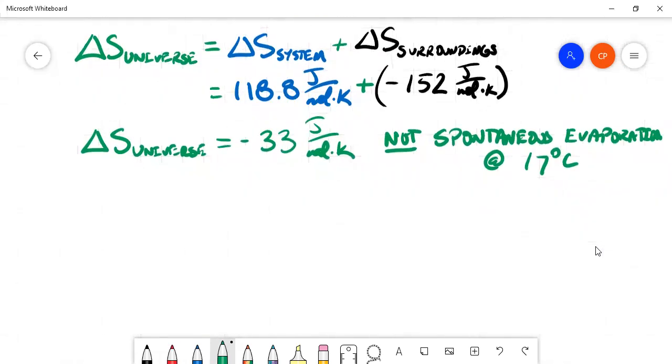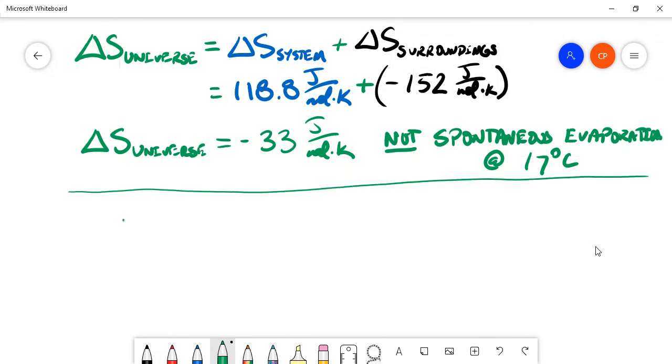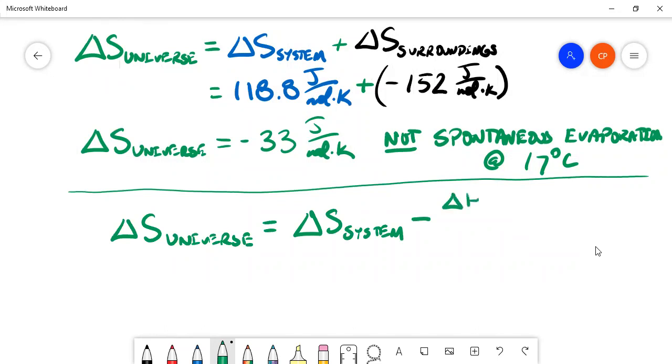And another way to write this, delta S of the system plus delta S of the surroundings, the way we've computed it, is that delta S of the universe equals delta S of the system minus delta H of the system over the temperature of the surroundings.